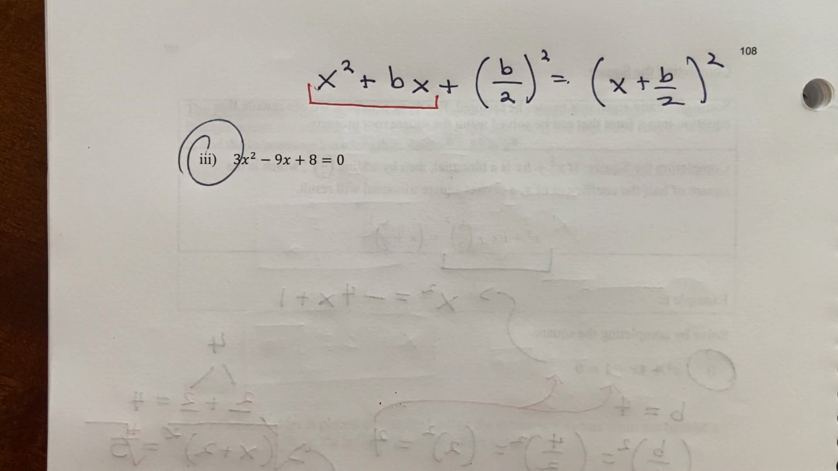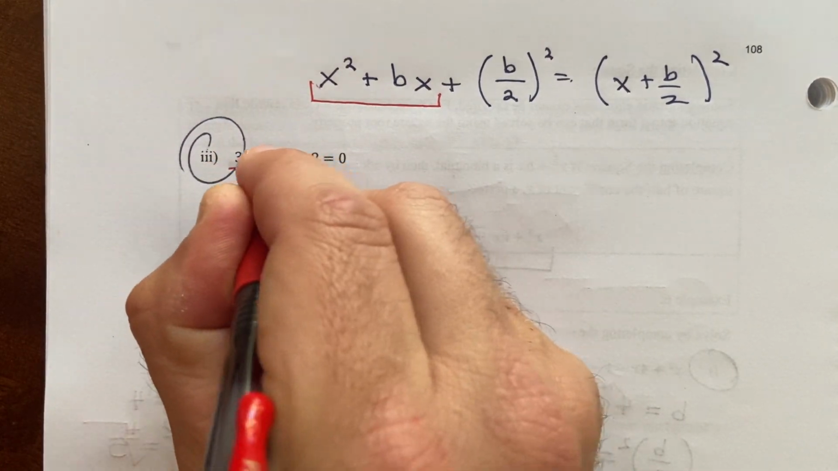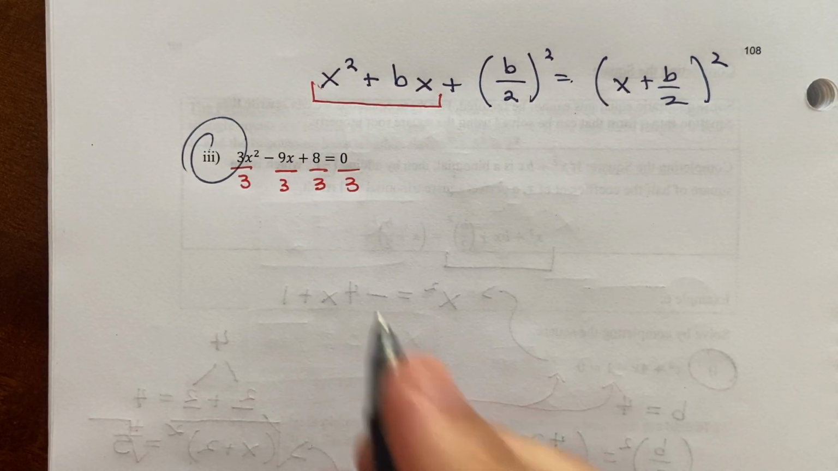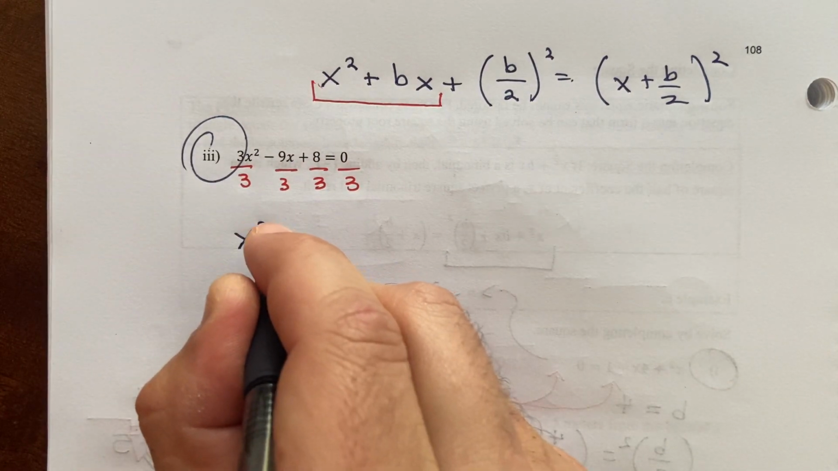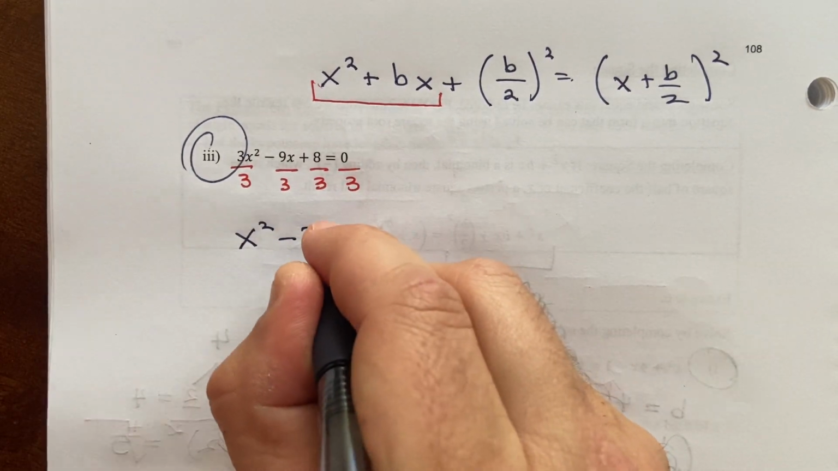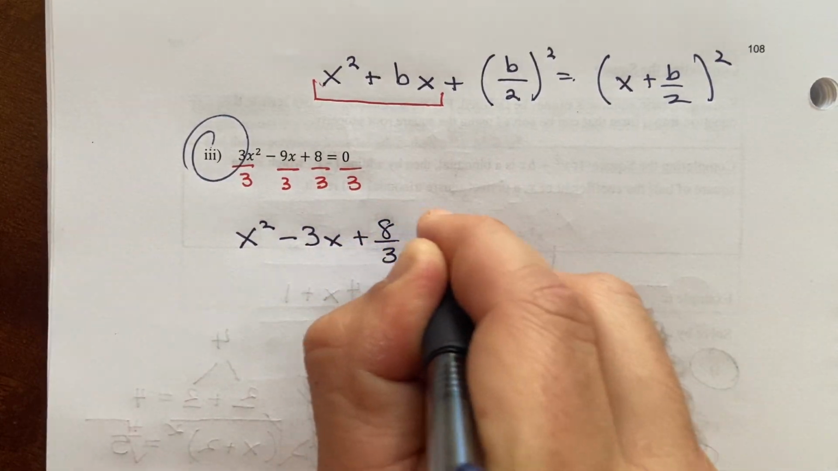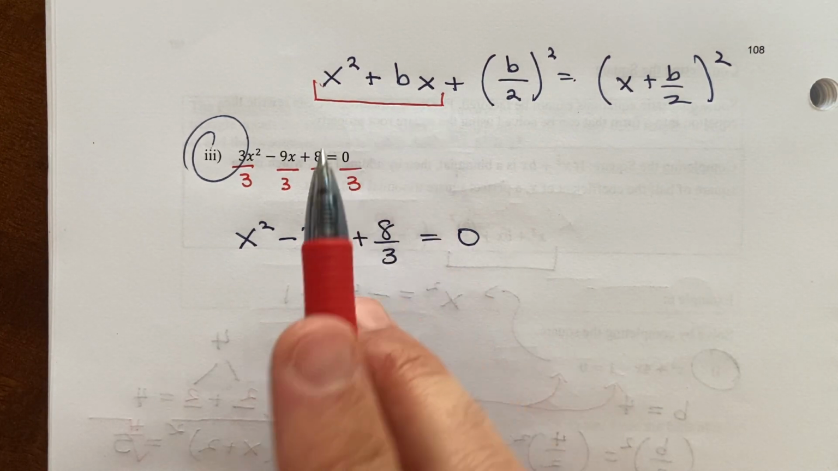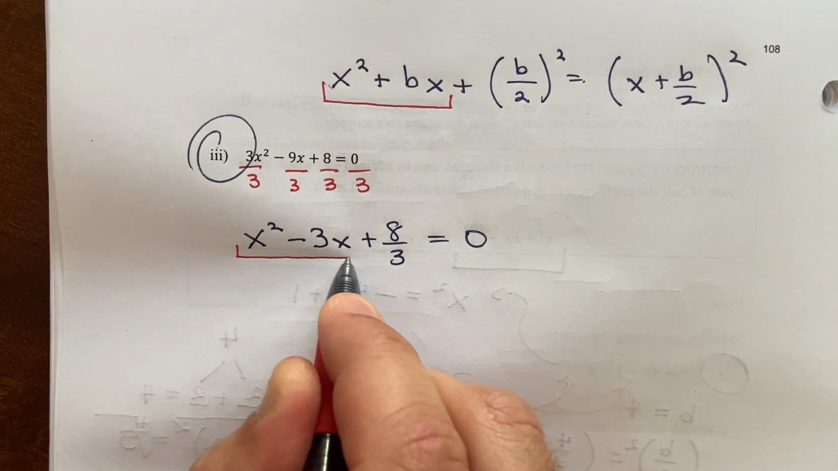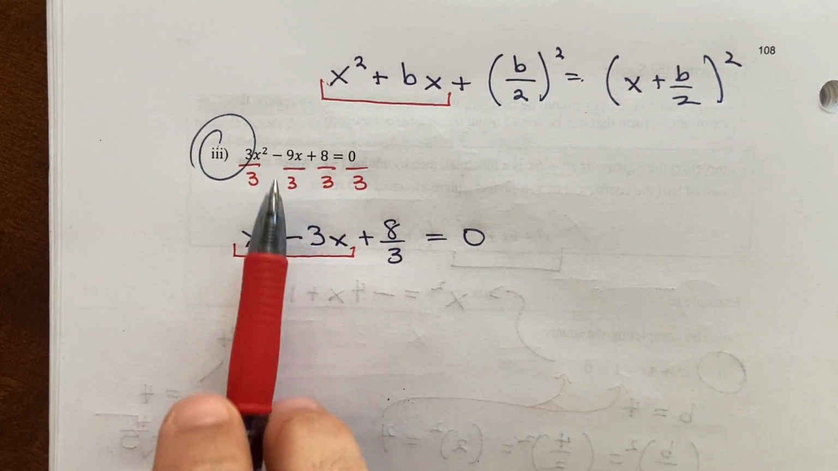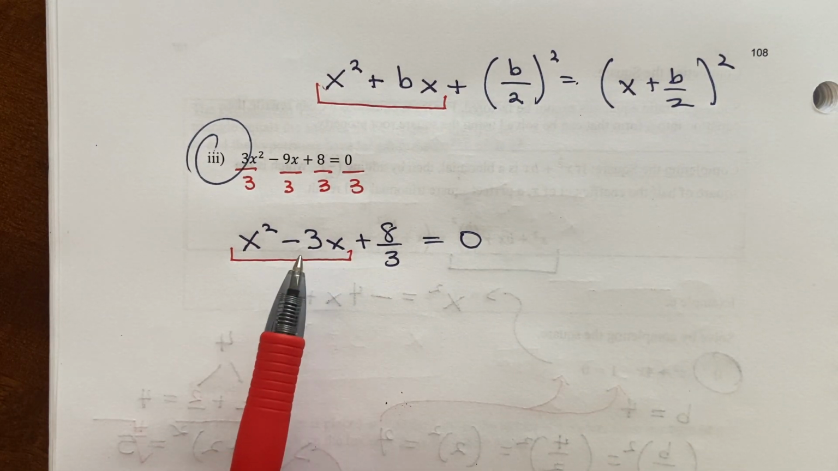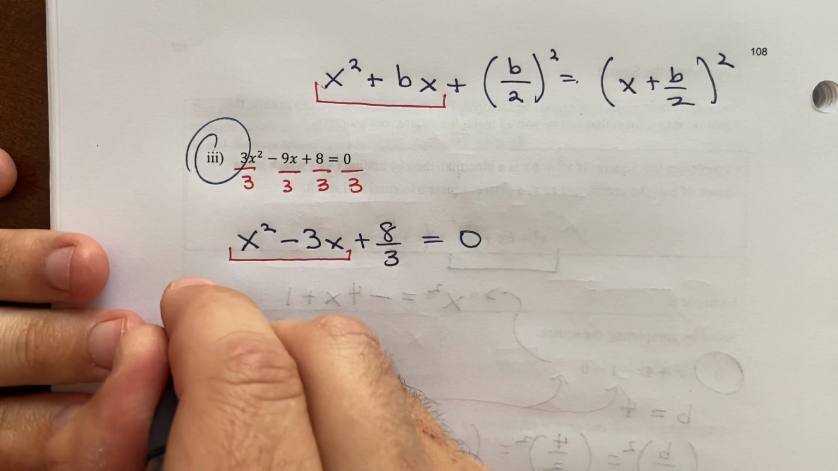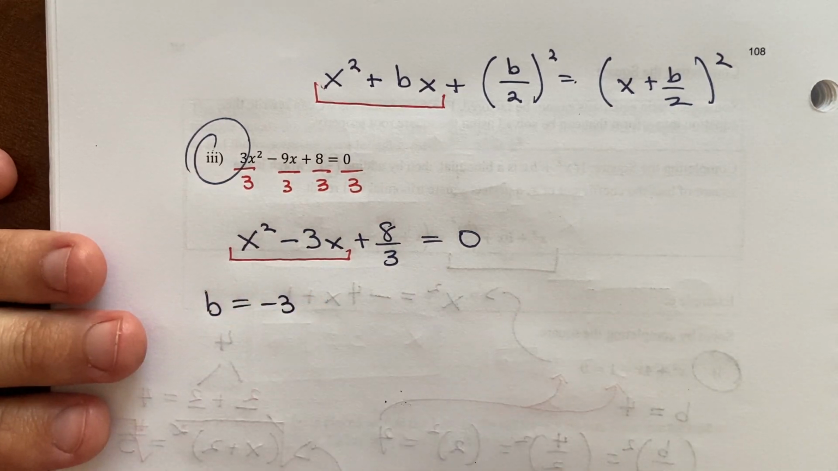So what I'm going to do is first divide everything by 3. So x squared minus 3x plus 8/3 equals 0. So now x squared plus bx is sitting right here. So our b is not the negative 9, it's actually negative 3. So b is negative 3.